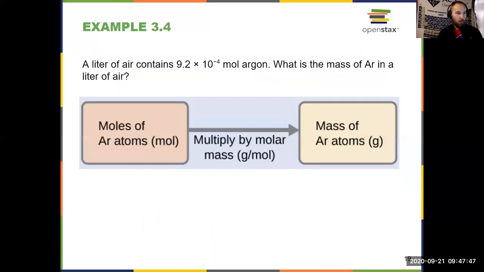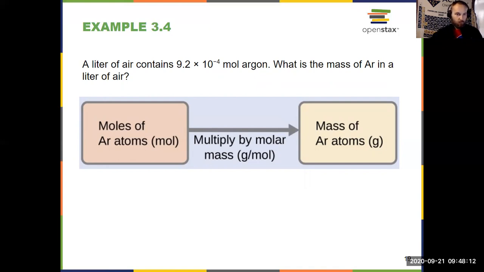Okay. What about going this way on slide 19? Okay. A liter of air has 9.2 times 10 to the negative 4th moles of argon. And then we're asked to calculate the mass of argon in a liter of air. So this is the part of the video, right? They're all broken down in the slides, but you're going to want to pause for each of these and try to find the answer.